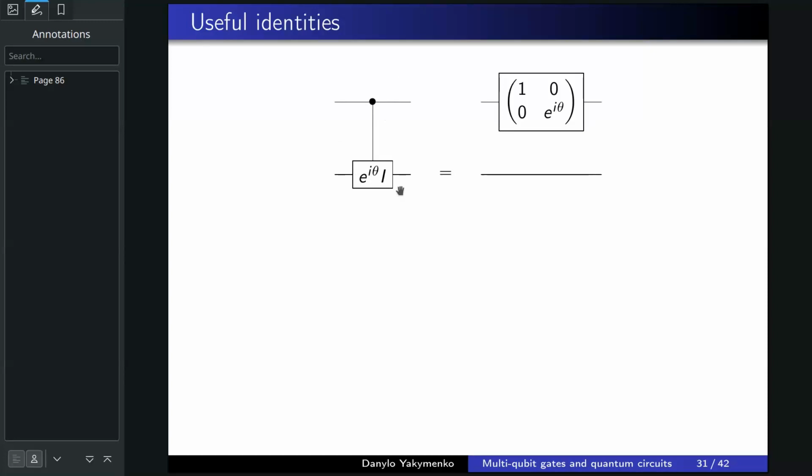And in fact, it is easy to show that this matrix actually equals this 4-qubit matrix. And here there is no action on this qubit, and on the first qubit, this single qubit unitary action happens here.